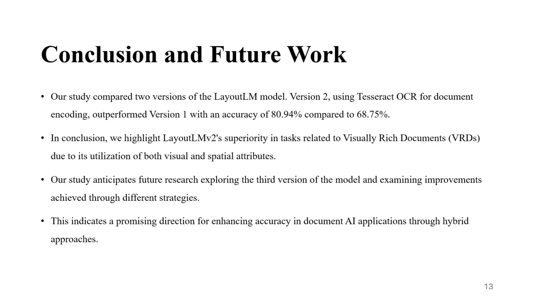Now in our study, two versions of the LayoutLM model were examined. Version 2 exceeds version 1 with an accuracy of 80.94% compared to 68.75%, utilizing Tesseract OCR for document encoding. Finally, we demonstrate how LayoutLM version 2's use of both visual and spatial features makes it the best option for employing models involving visually rich documents.